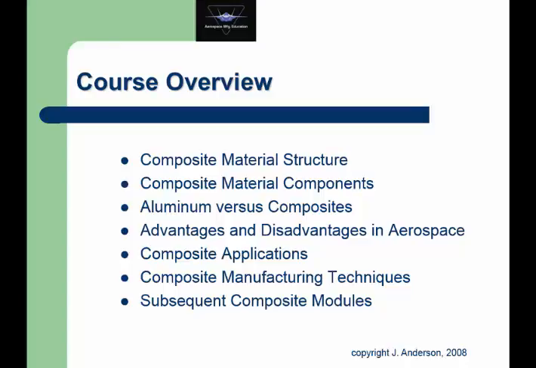So we're going to do composite material structure, that is, how do you put it together, composite material components, aluminum versus composites, because aluminum is very important in aircraft design, and composites have taken over a lot of the applications for aluminum. The advantages and disadvantages of composites in aerospace, some composite applications, composite manufacturing techniques.